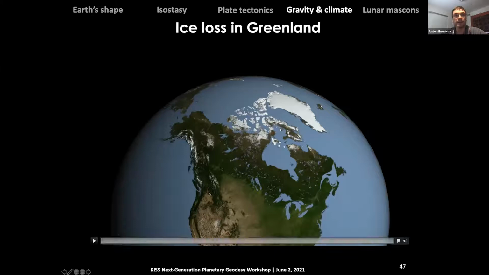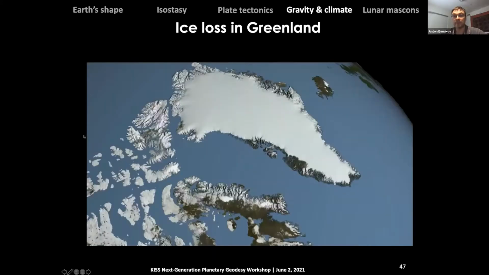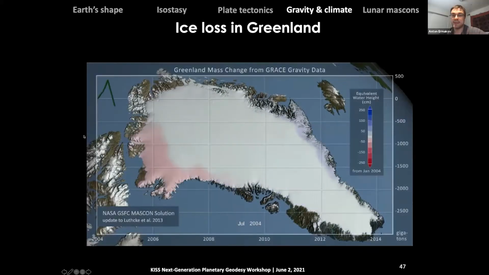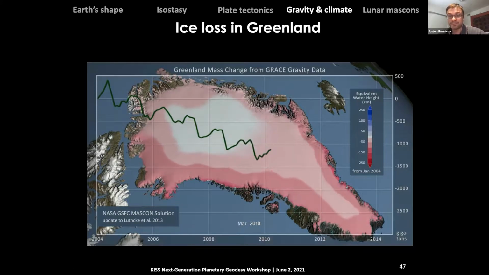This animation shows how the mean value of gravity changes over Greenland during the GRACE mission time span. And it is shown here in rather strange units. The gravity change is recalibrated and presented in terms of the equivalent water layer thickness. The background graph here shows the integrated mass loss over Greenland.